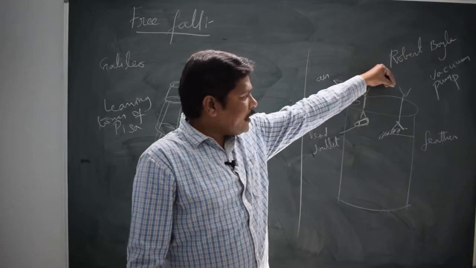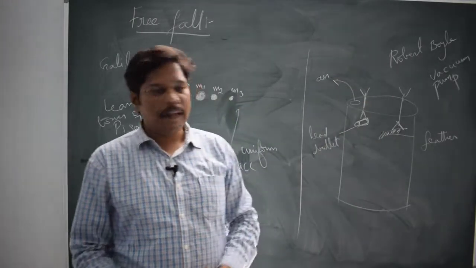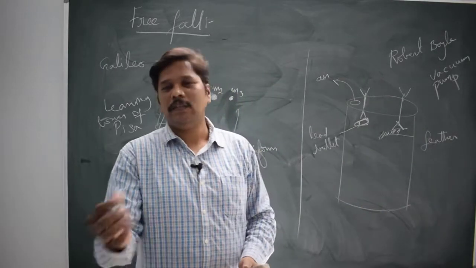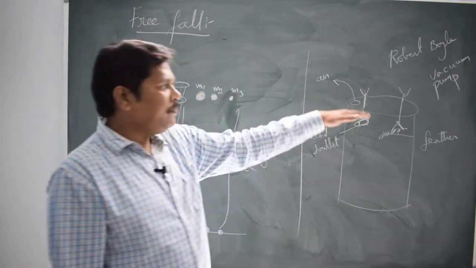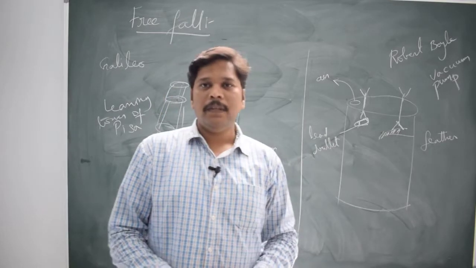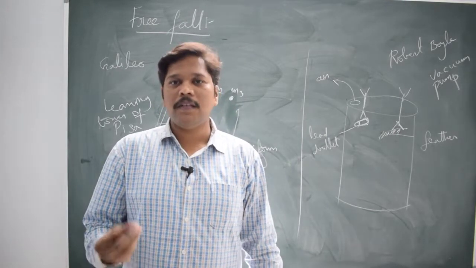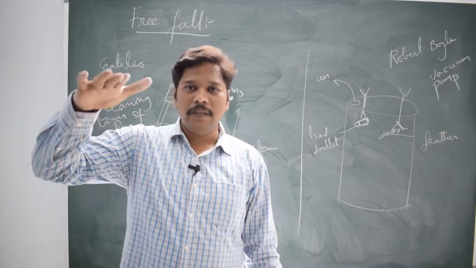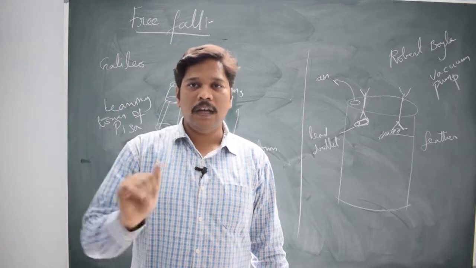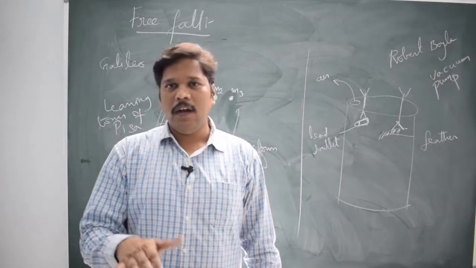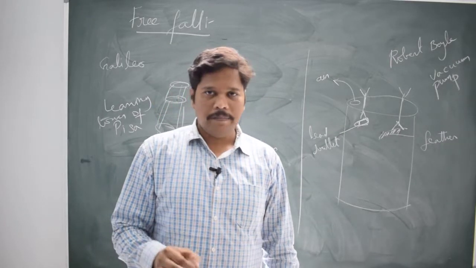When he opened the clips, both the bullet and the feather reached the bottom of the container at the same time. So it is very clear that all objects, whether lighter or heavy, experience the same acceleration in free fall. When left at the same height, they reach the ground at the same time, and their velocity when they touch the ground is also the same.